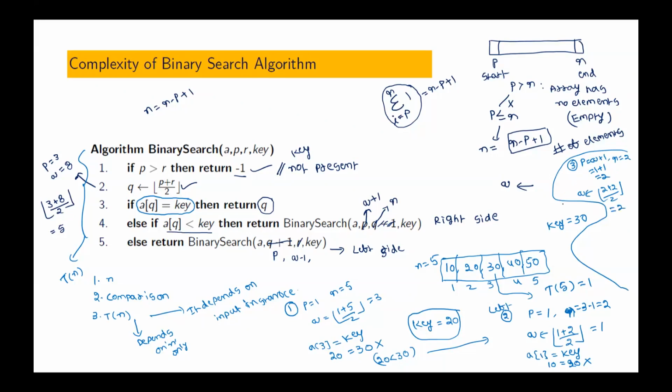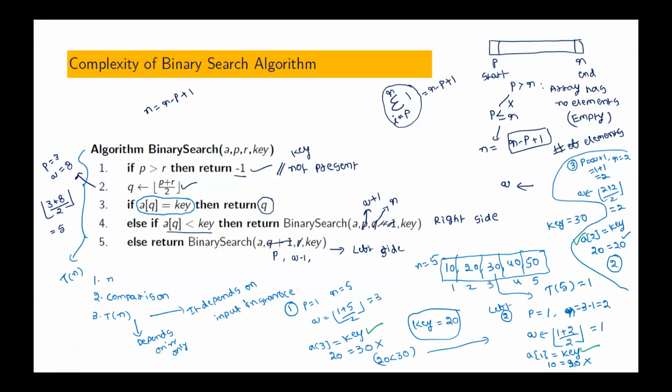What is A of 2? 20. Is 20 equal to 20? Yes. That means it returns value 2. Total, how many times was the comparison operation performed in this case? 3 times. Here it is 1 time, here again 2 times, and here 3 times.